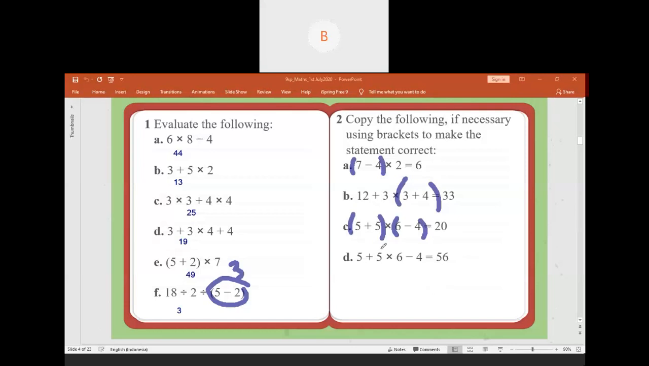5 plus 5 times 6 minus 4. If you want to put a bracket around 5 plus 5, let us check. 5 plus 5 equals 10. 10 times 6 equals 60. And 60 minus 4 equals 56. Okay, correct?